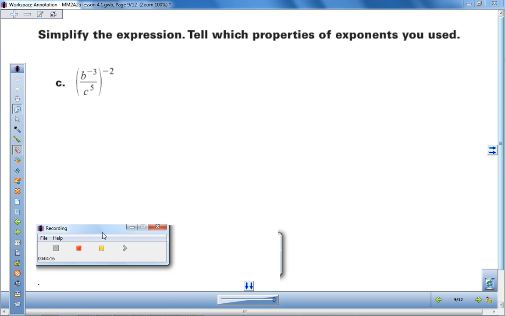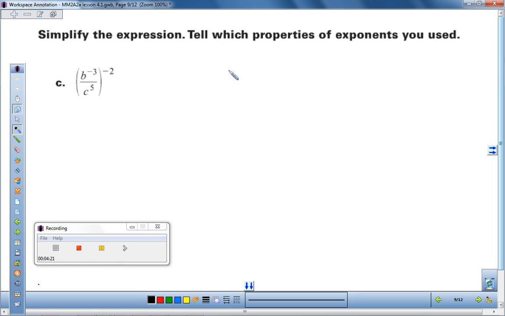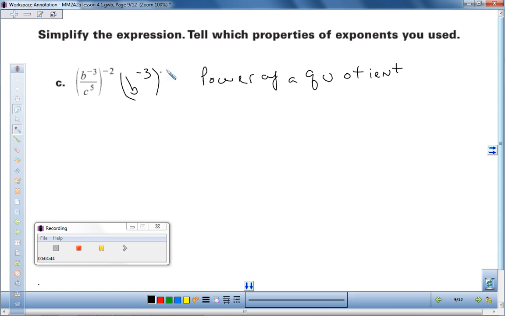Alright, let's look at C. We're going to start out by using the power of a quotient property here. We're going to do that because we have this power out here, and we're going to make sure it goes with everything in the quotient. So we end up with b to the negative 3 to the negative 2, and then over b to the fifth to the negative 2. Okay, and so then now we're going to do power of a power.